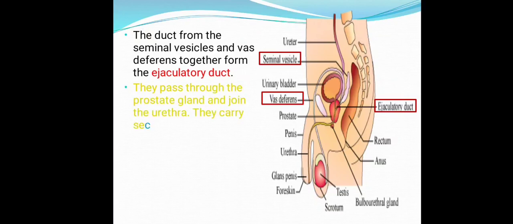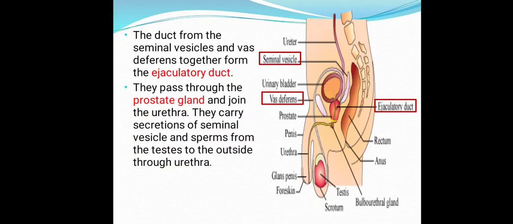This ejaculatory duct passes through the prostate. Can you see here? This is the prostate. It passes through the prostate gland and joins the urethra. They carry secretions of the seminal vesicle and the sperms from the testes to the outside through the urethra.